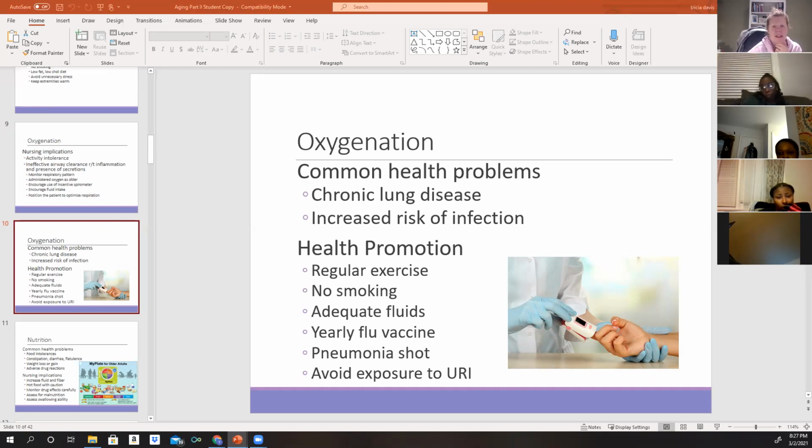So health promotion for oxygenation, again, regular exercise, moving the body, circulating that oxygen, getting that good oxygen into the lungs. If you smoke, we want you to stop smoking. Adequate fluids. A yearly flu vaccine, and a pneumonia shot. These are really important for oxygenation because we hear people every year that die of the flu, and a lot of people are like, how do you die from the flu? Well, it's not really the flu that kills you, it's the pneumonia.